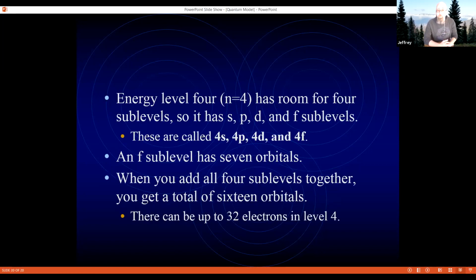And then finally, level 4 has 4 sublevels. So 4s, 4p, 4d, and 4f. 1 orbital, 3 orbitals, 5 orbitals, and 7 orbitals, which adds up to a total of 16. 16 spaces that can hold 2 electrons, and that makes a total of 32 electrons.